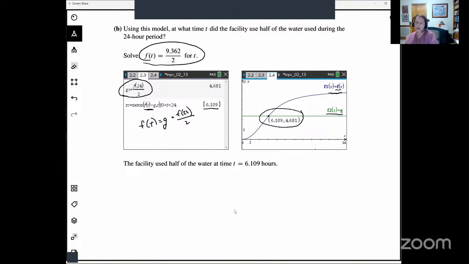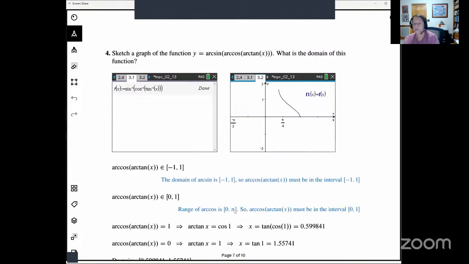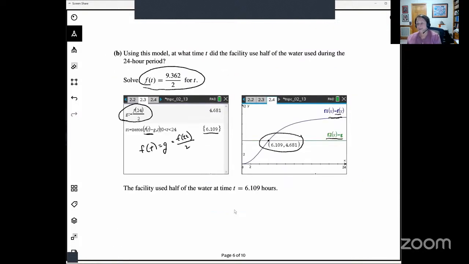Yeah, and another part of contextual problems like this is making sure you know what the x-axis represents and what the y-axis represents. So when you get that ordered pair, what does the 6.109 represent? What does the 4.681 represent? So it's all about practicing these contextual types of problems with your calculator.